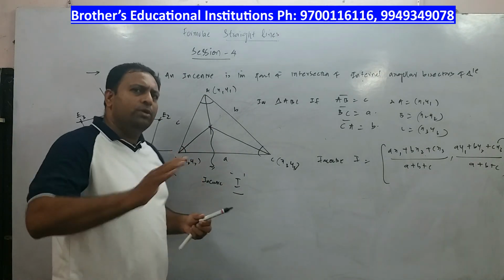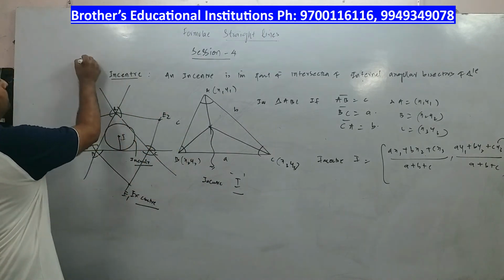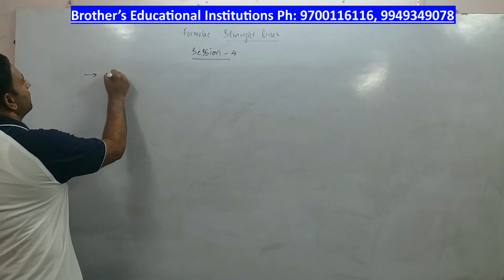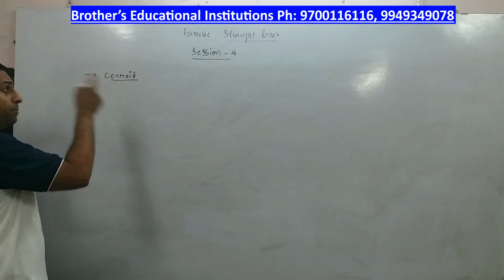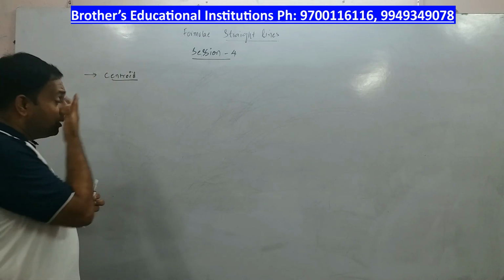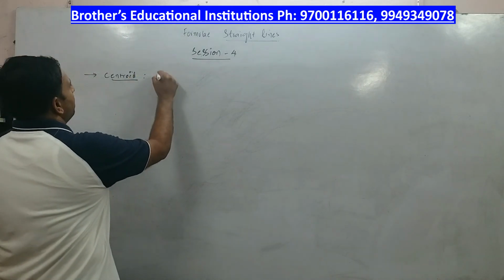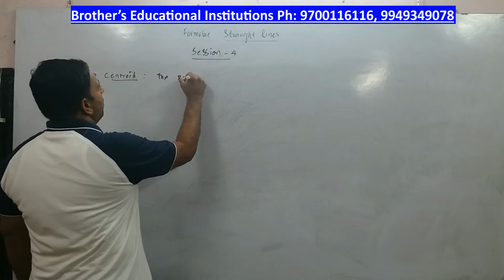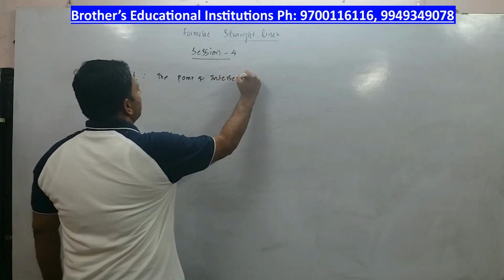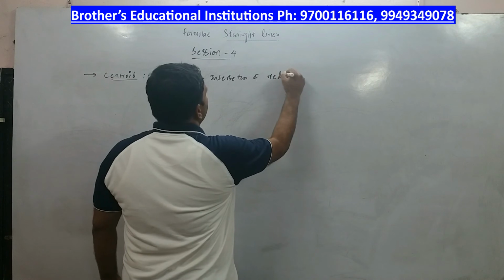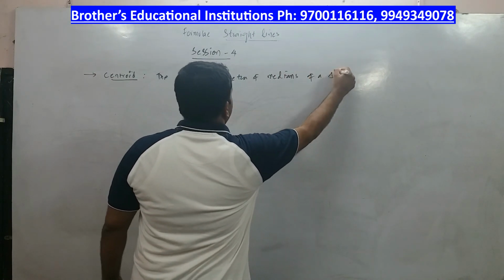You pause the video and meanwhile we'll go for the next concept, the last concept for the straight line. Centroid. Maybe I have already discussed centroid in the previous sessions, but again it is very important. So let me discuss centroid with you. What is centroid? Centroid is the point of intersection of medians of a triangle.